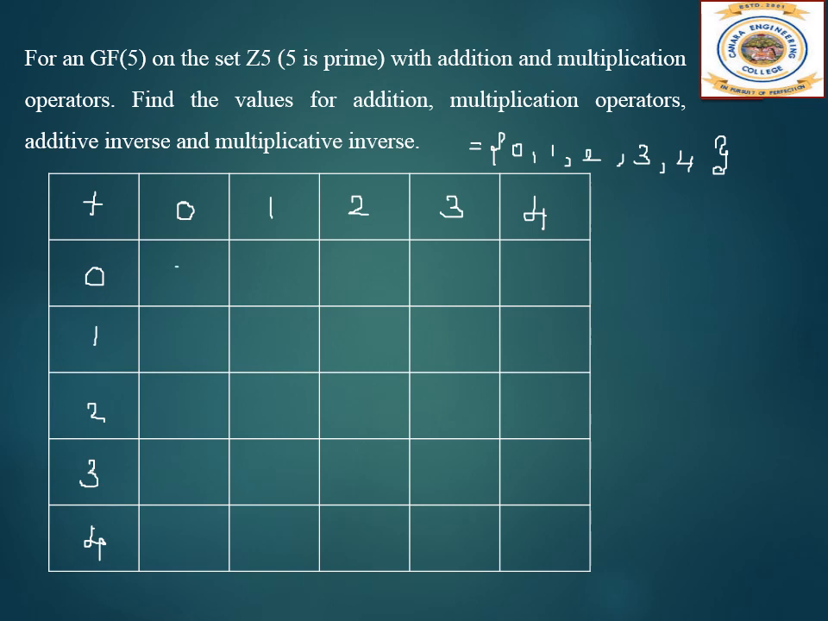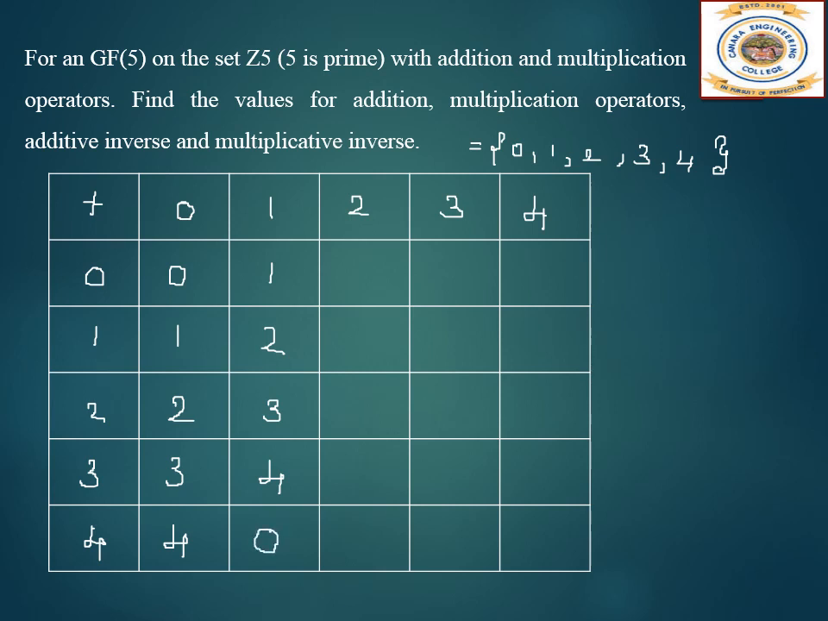Now start with 0. 0 plus 0 is 0. 0 plus 1 is 1. 0 plus 2 is 2. 0 plus 3 is 3. 0 plus 4 is 4. So one column we have finished. We'll start with the next. So 1 plus 0 is 1. 1 plus 1 is 2. 1 plus 2 is 3. 1 plus 3 is 4. 1 plus 4 is 5. But here it is mod 5. So this will become 0.